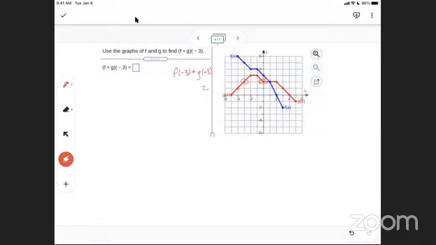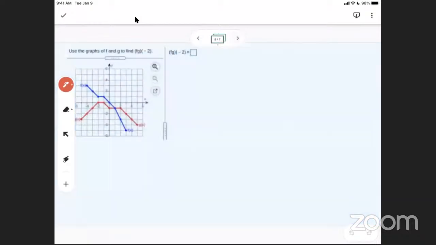What's f of negative 3? What do I do? You'd go up here. 5. And over, it's 5. Very good. So 5 plus 2 is? 7. Nice. Is that all you have to do for that? Yeah, that's it. Really easy. Functions are easy.